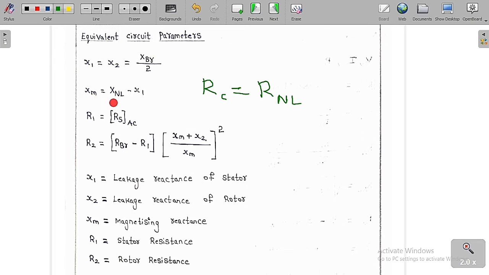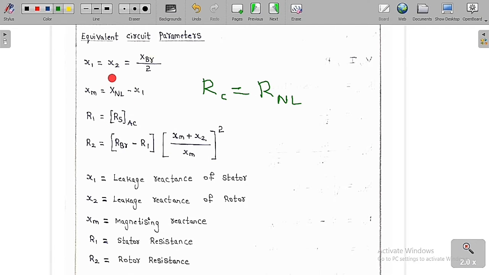Then Xm is nothing but XNL minus X1, and R1 is equal to RSC, and R2 is equal to (RBR minus R1) into ((Xm plus X2) by Xm) whole square. Where X1 is called the leakage reactance of the stator, X2 is called the leakage reactance of the rotor, Xm is called the magnetizing reactance, R1 is called the stator resistance, and R2 is called the rotor resistance. Then RC is basically the core loss component resistance. RC is equal to RNL. So like this you have to always remember.